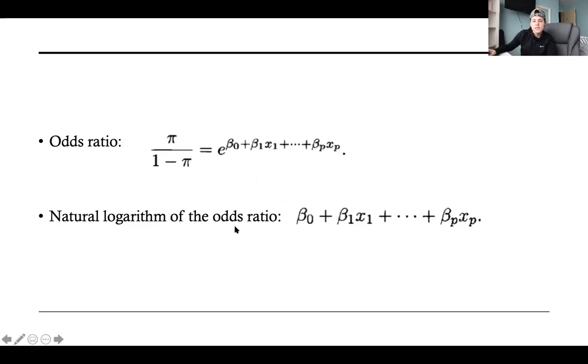Right. So when we take the natural log of both sides of this equation, we're going to come up with a simpler equation, which can be helpful for computation, since we don't have to deal with e or anything like that. Once we take the natural log of the odds ratio, we're going to come up with a formula of beta sub 0 plus beta sub 1 times x sub 1, and we're going to add up all of those terms up until our arbitrary beta sub p times x sub p.